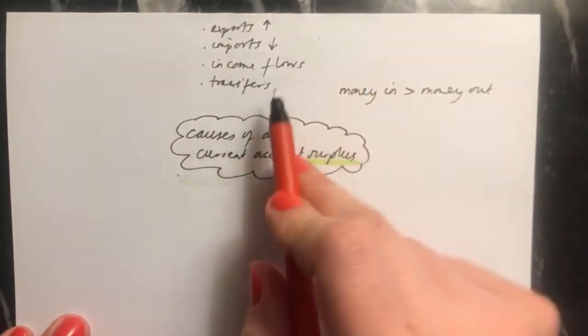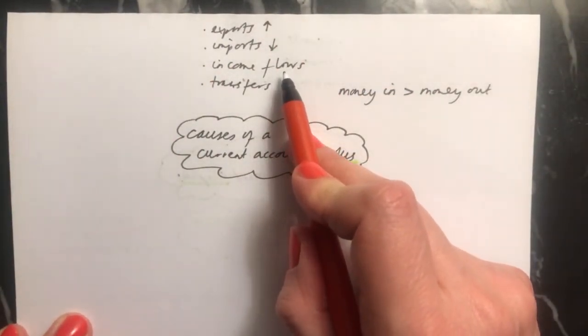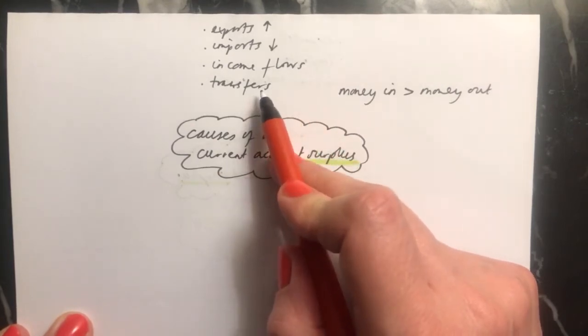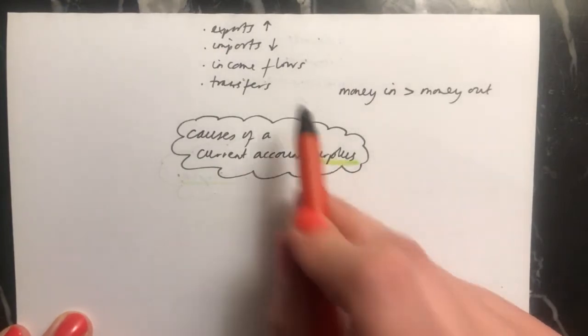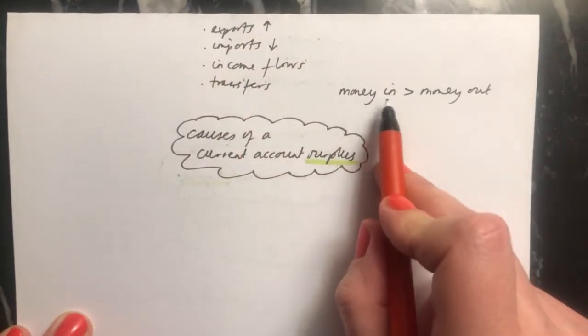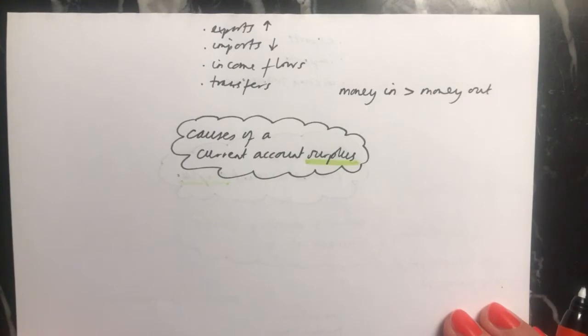If you have a surplus on your current account, it's likely we're seeing increases of exports, less imports. On balance, there's more money flowing into the country from income flows than out, and on balance, there's more money being transferred into the country than out. If you have a surplus on the current account, overall it means in these areas there is more money coming into the country than there is money leaving the country. We're going to look at 4 main reasons why you might have a current account surplus.